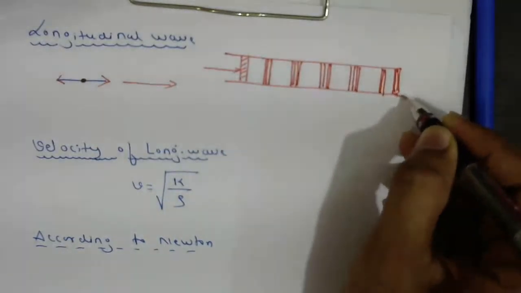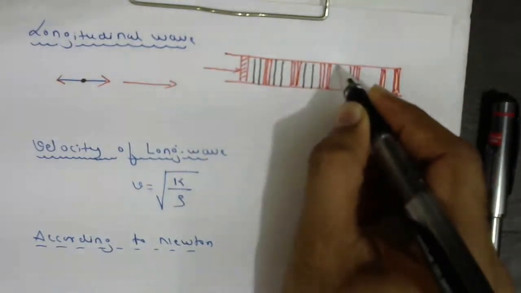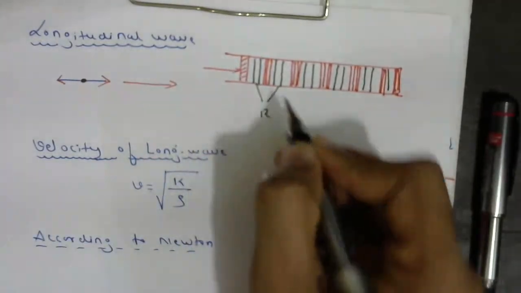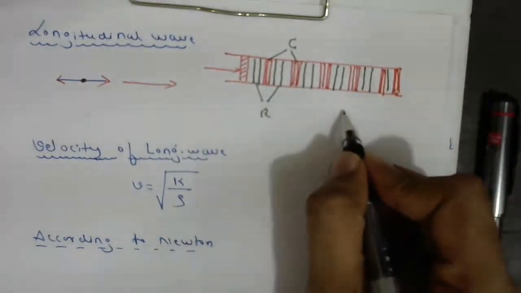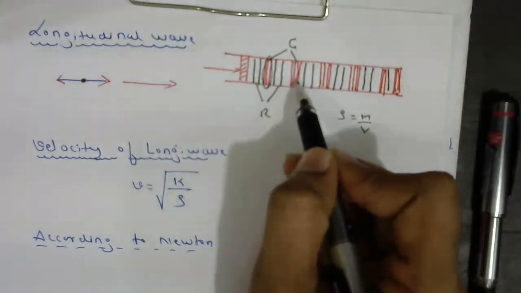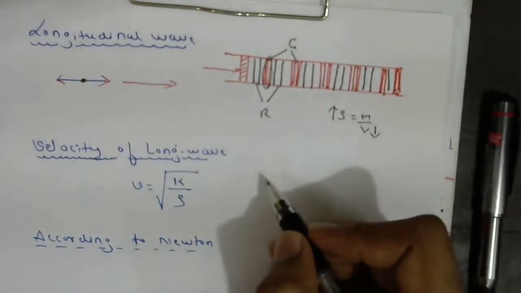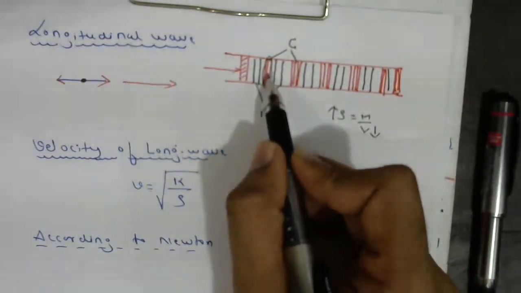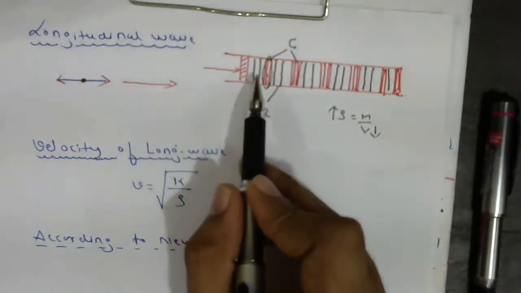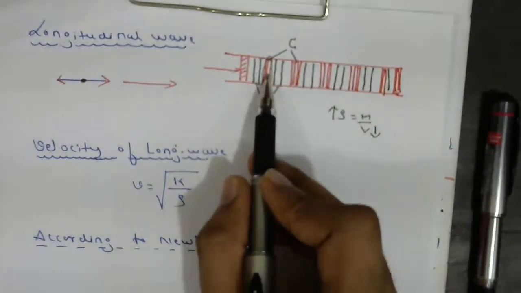Finally, this compression will reach the other end. Here, rarefaction will form. These are rarefactions, and these are compressions. We know that density is equal to mass by volume. In compression, at this point and this point, where compressions are formed, volume is what? Minimum. If volume is minimum, density is what? Maximum. In compression, density is maximum. What about pressure here? Pressure is also maximum. In rarefaction, it is the reverse case. At this point, volume will be more and density will be less. Similarly, pressure at this point will be less, and pressure at compression is more.